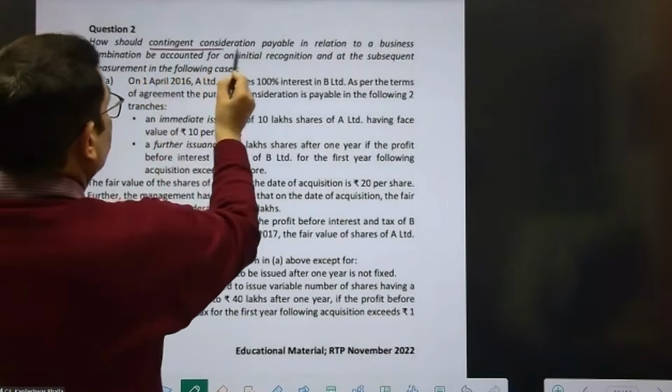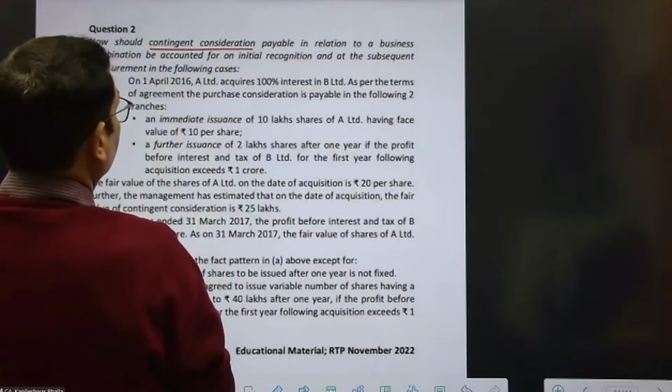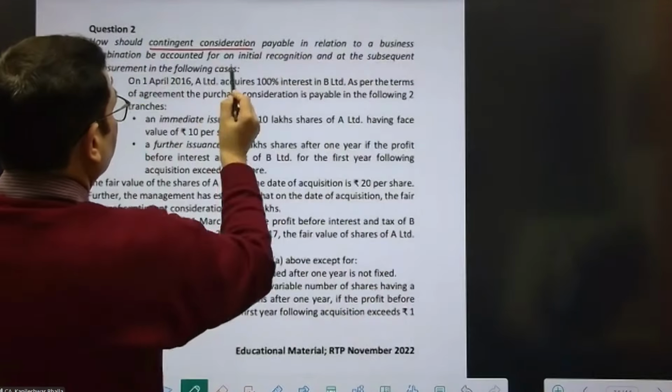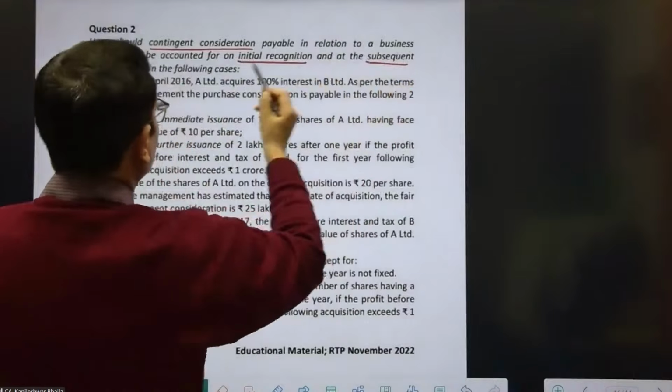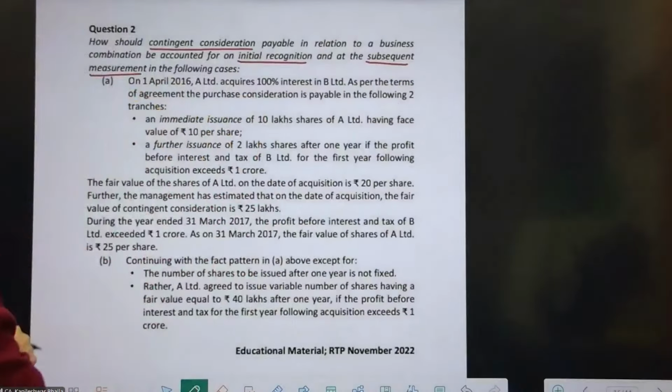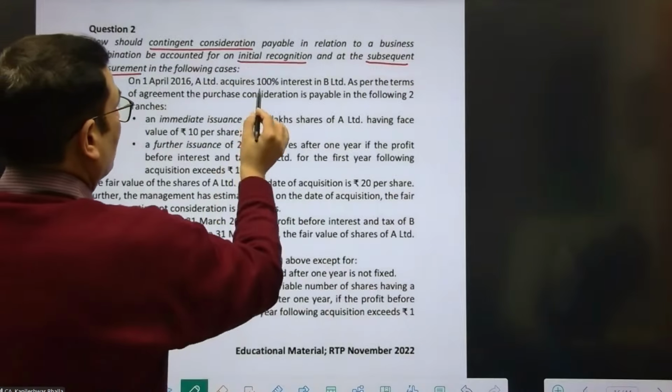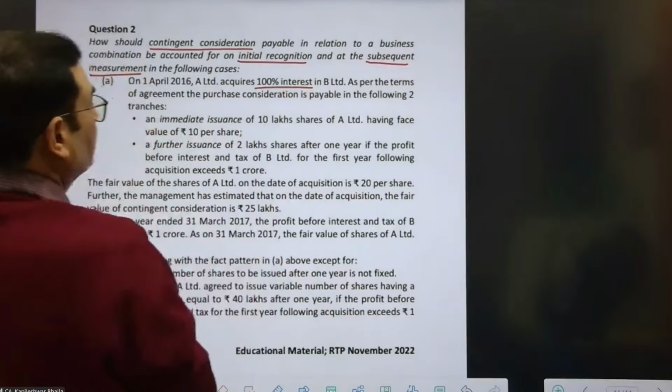How should a contingent consideration payable in relation to a business combination be accounted on initial recognition and on the subsequent measurement in the following cases? It says on 1st April, A acquires 100% interest in B.